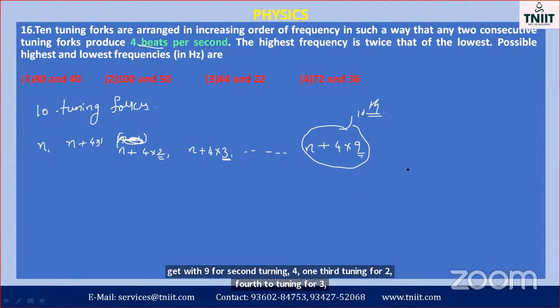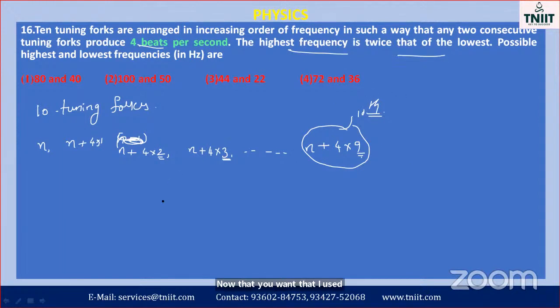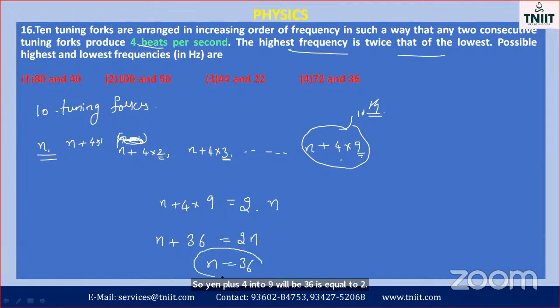Now they have given that the highest frequency is twice that of the lowest. Which is the highest frequency? n plus 4 into 9. This is twice that of the lowest. Which is the lowest frequency? n. So n plus 4 into 9, which is 36, is equal to 2n, or n equals 36.